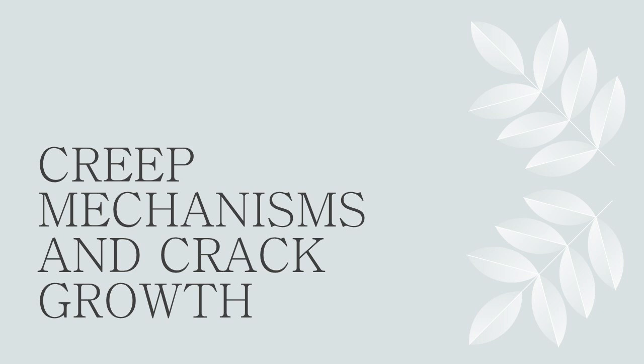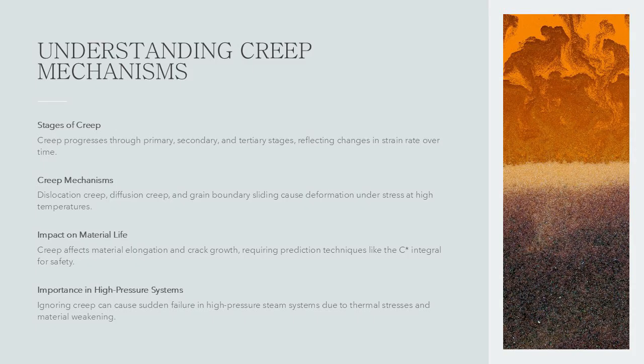Understanding creep mechanisms and crack growth. Creep is a time-dependent deformation process occurring under constant stress at high temperatures. It progresses through three stages: primary, decelerating strain rate; secondary, steady-state strain rate; and tertiary, accelerating strain leading to failure. Mechanisms include dislocation creep, where dislocations move through the lattice; diffusion creep, involving atomic migration; and grain boundary sliding, which weakens structural cohesion. These mechanisms collectively contribute to material elongation and stress redistribution, influencing crack growth rates.